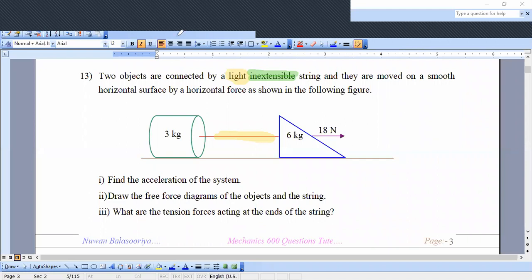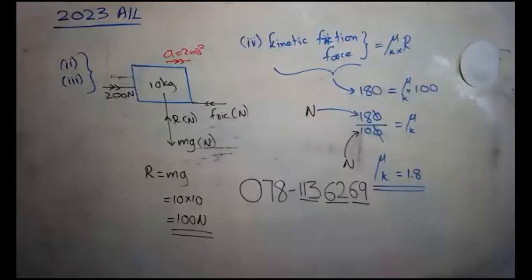Right, let's give it a try. Two objects are connected as shown in the figure. The first thing they have asked is to find the acceleration. The objects are 3 kilograms and 6 kilograms, and the horizontal external force is 18 Newton. Let's give it a try. Right, I'm going to erase the board. If you want any more time to write things, please take a screenshot. I'm going to erase everything that I have written on the board.